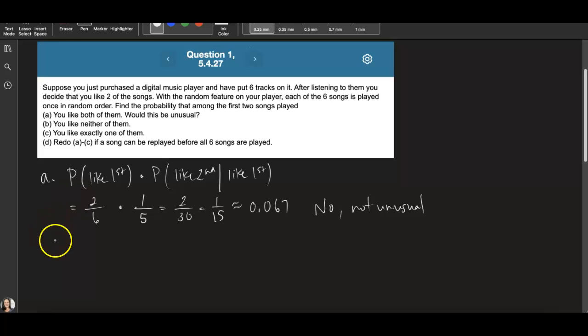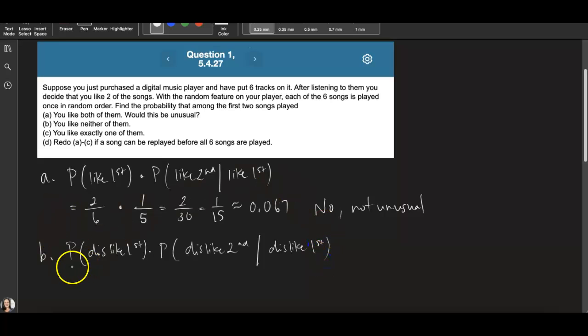All right, so for the next one, let's find the probability that you like neither of the first 2 songs. So that's the probability that you dislike the first times the probability that you dislike the second, given that you dislike the first. So the first one should be pretty straightforward. You find the total number of songs that you dislike over the total number of songs altogether on the digital music player, and that's 4 out of 6.